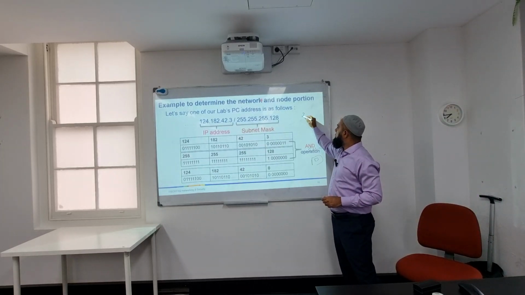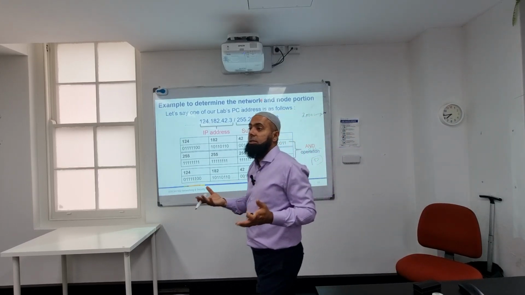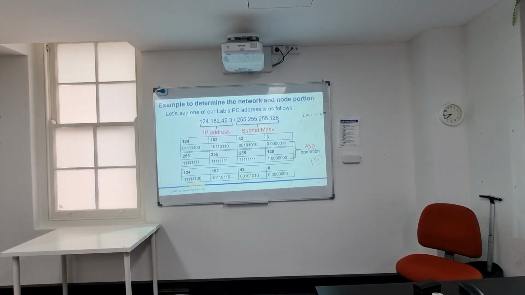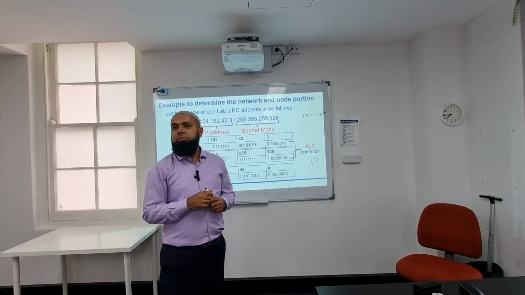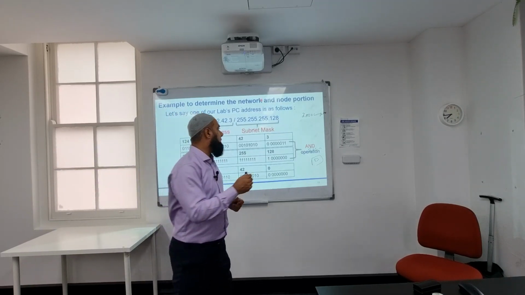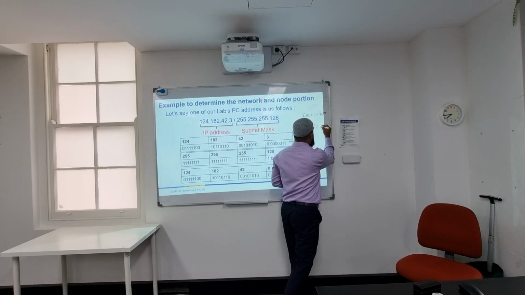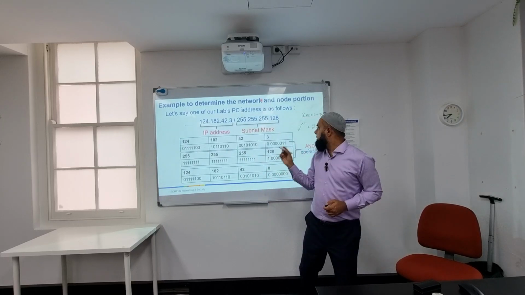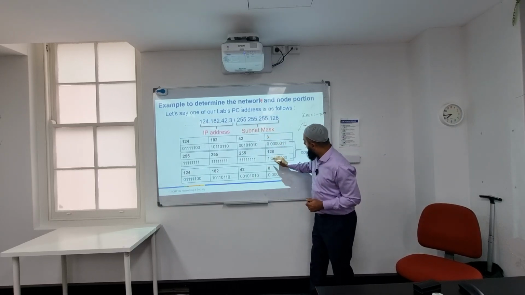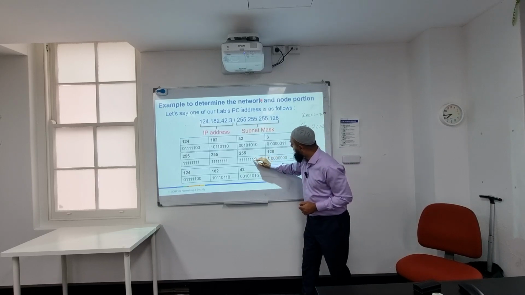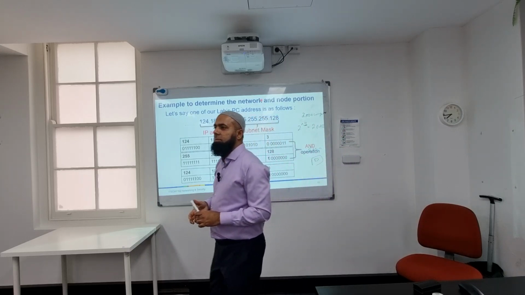If I need 2,000 computers to connect in a network, it depends on the organization. If one organization is bigger, they need computers for 2,000 people. So how many bits? Tell me. What is 2 power 11? 2048. So 2 power 11 is 11 bits. So I will go there, my subnet mask, I will make it 0 for these 11 bits. This is my subnet mask now.